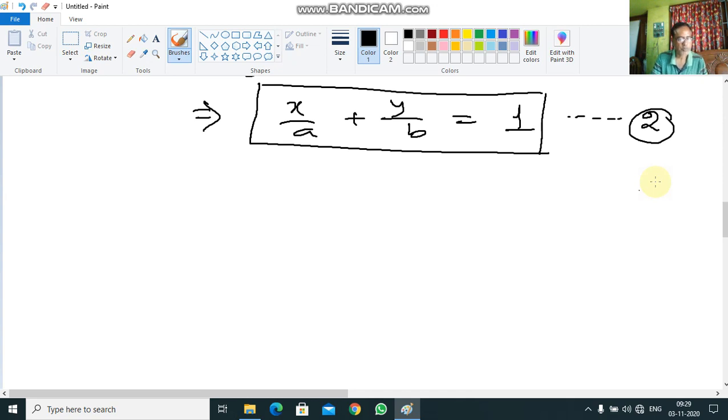2. These intercepts a and b may be positive as well as negative.